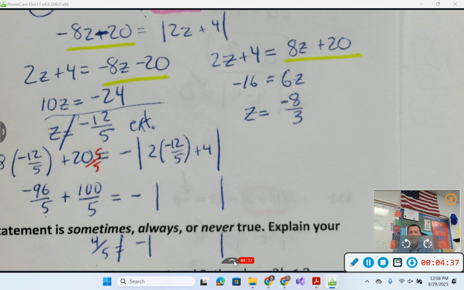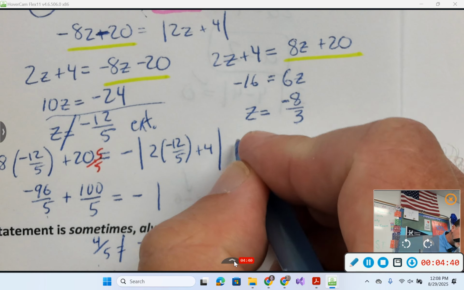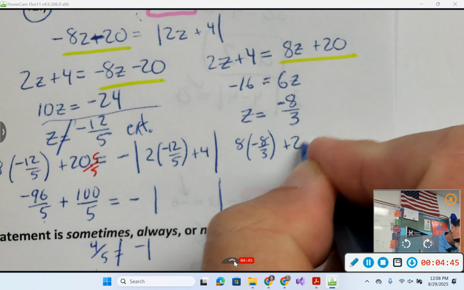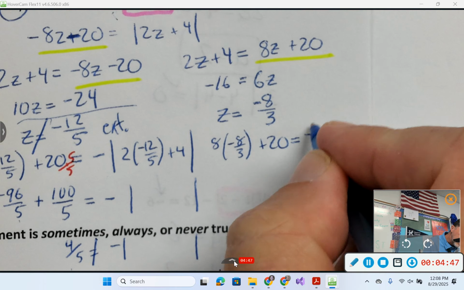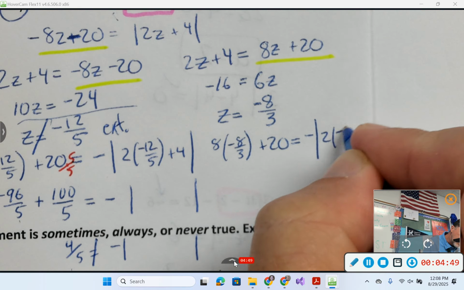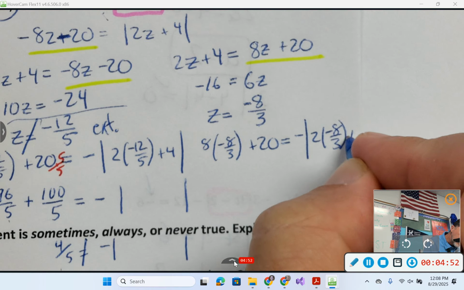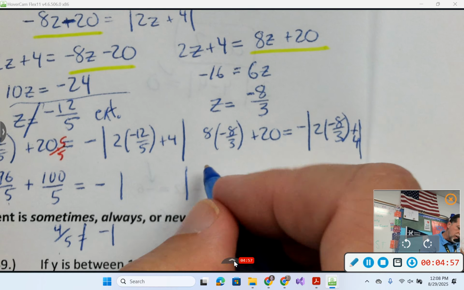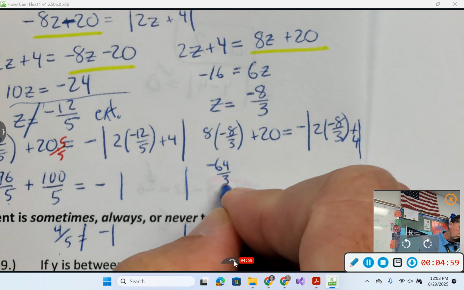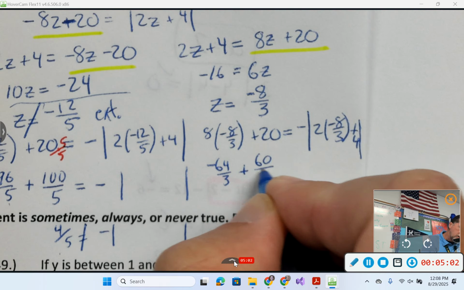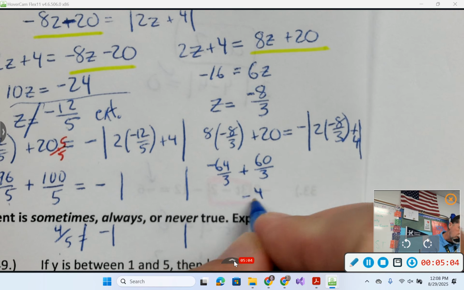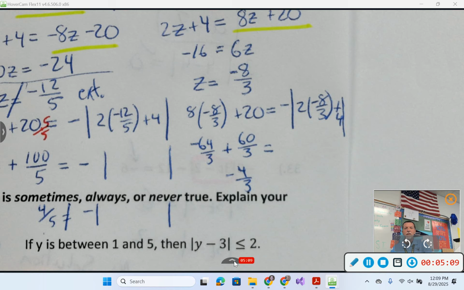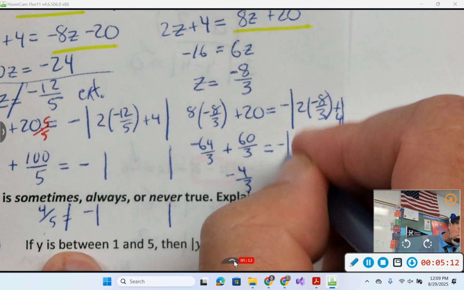My guess is negative 8/3 will work, but let's see. 8 times negative 8/3 plus 20 equals negative 2 times negative 8/3 plus 4. Oh man, almost out of room. Let's see, negative 64/3 plus 60 thirds. That's negative 4 thirds, so I at least have a possibility here. Now the right-hand side should be negative 4 thirds.